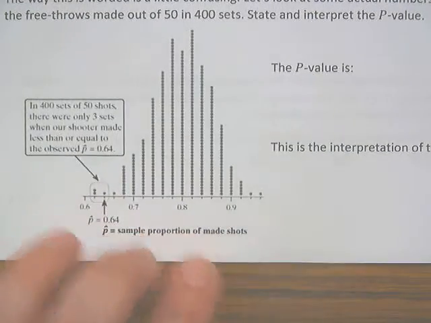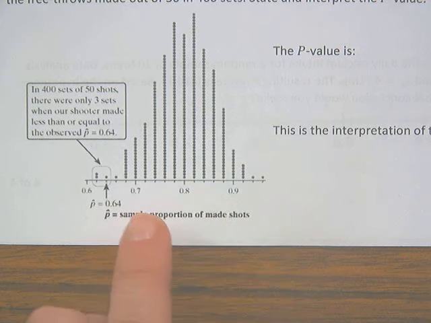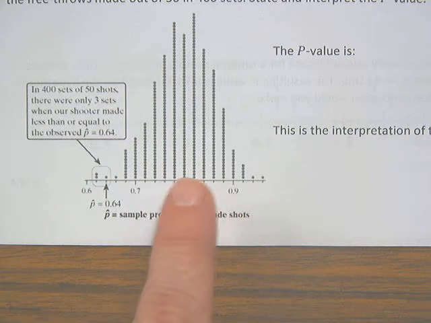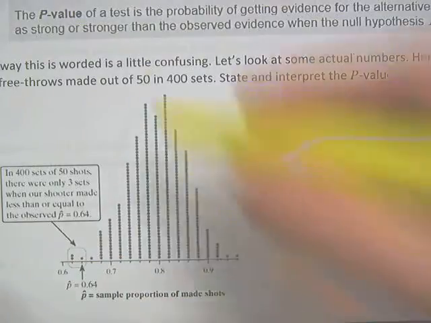Here is a simulation of the free throws made out of 50. This is exactly what we did as a class, but instead of 19 little dots, there's 400 dots. It says right there.